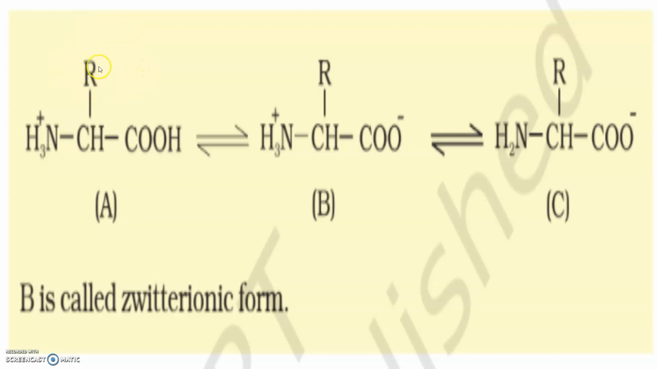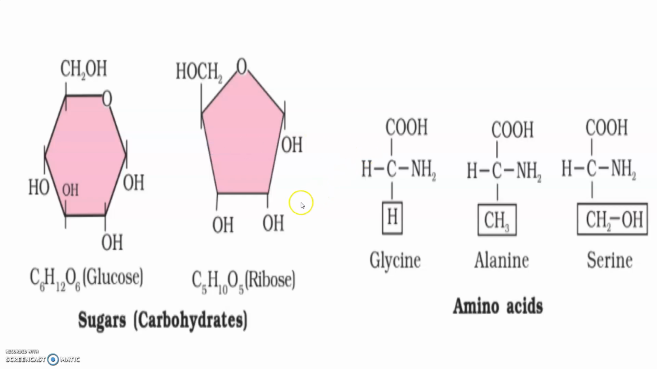So the R group in these proteinaceous amino acids can be hydrogen, and then the amino acid is called glycine. If a methyl group is there, then it is called alanine. If hydroxymethyl, then it is called serine. So 3 of the 20 amino acids are shown here.